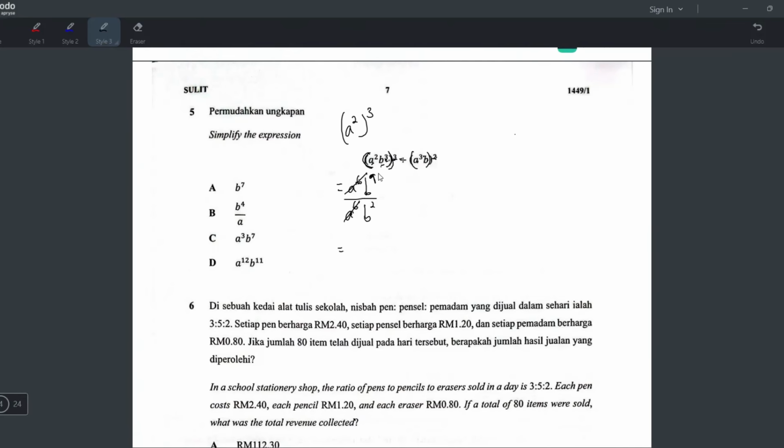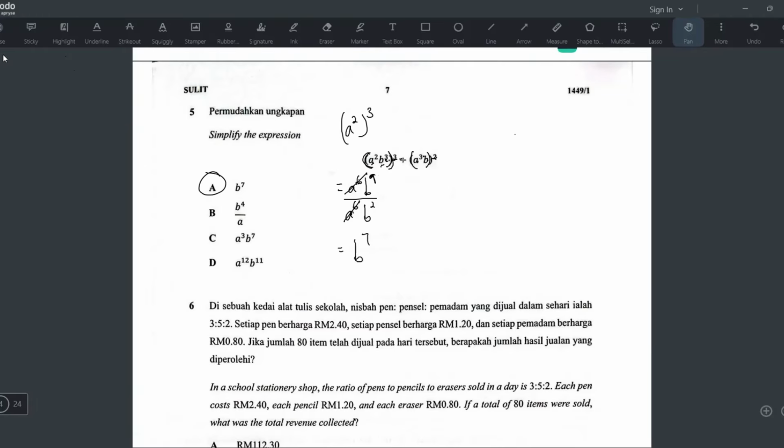So now you are left with B power 9 divide B power 2, which is B power 9 minus 2, because same base bahagi mah. So you are left with B power 7. So the answer is A. Okay, this is also quite easy, that's all.